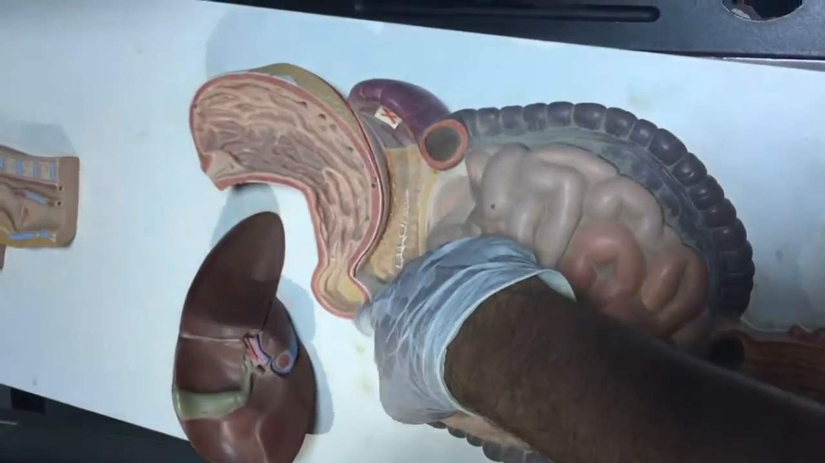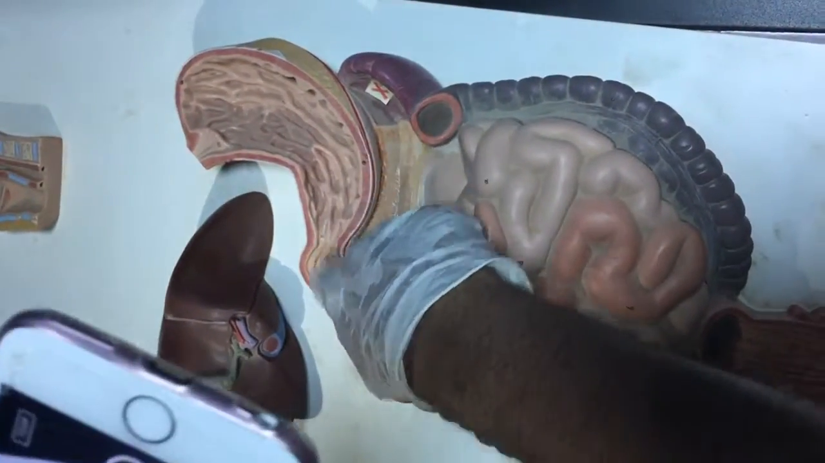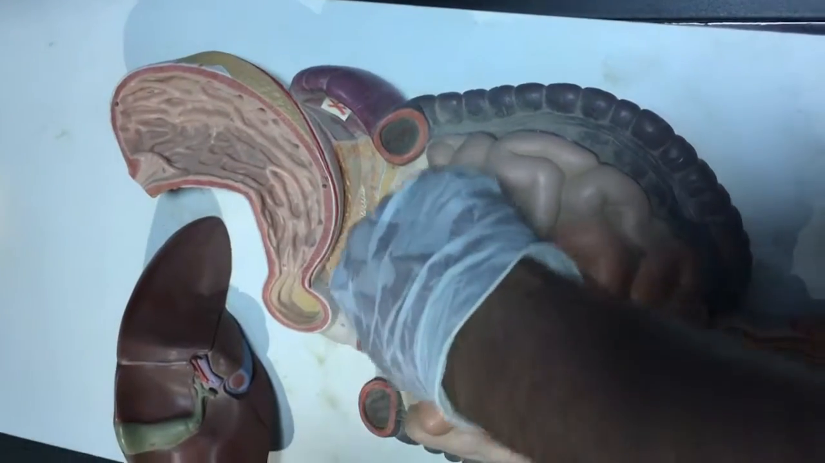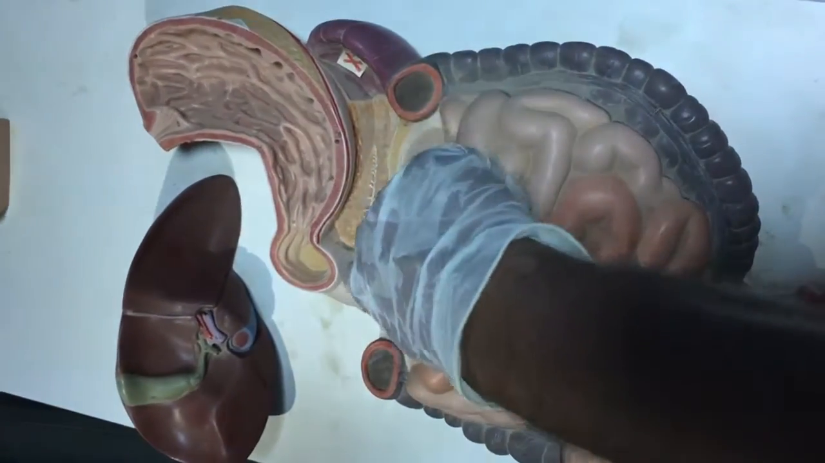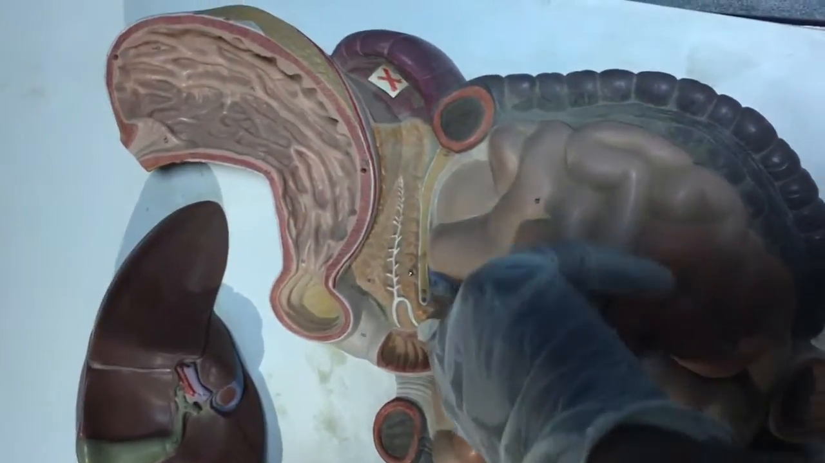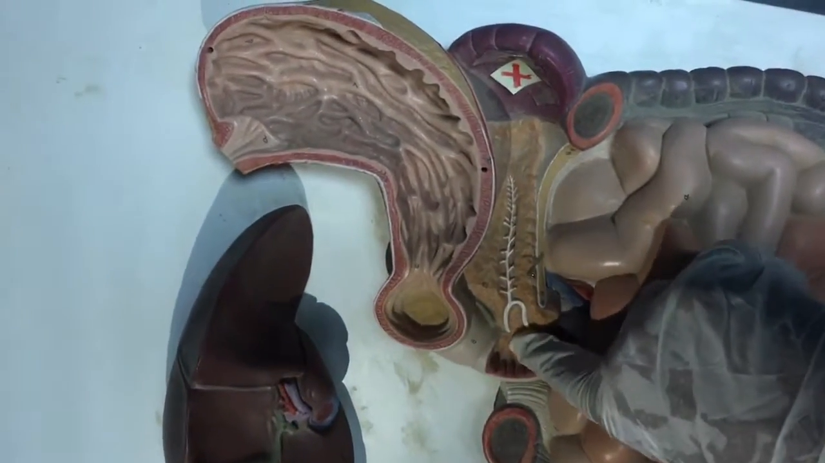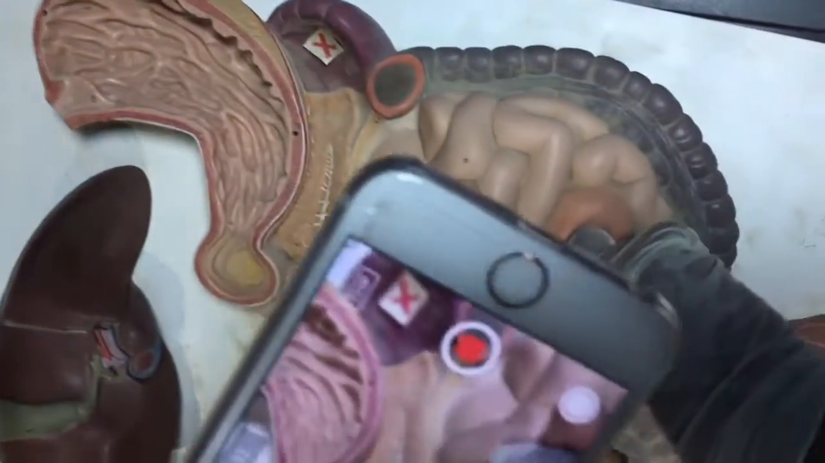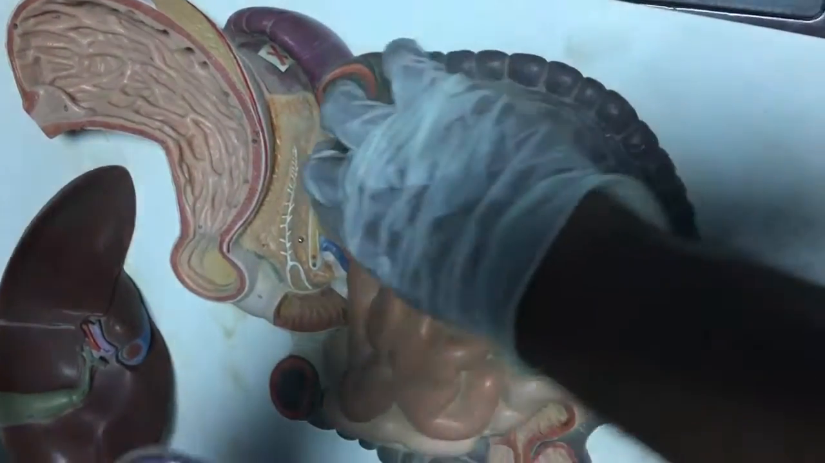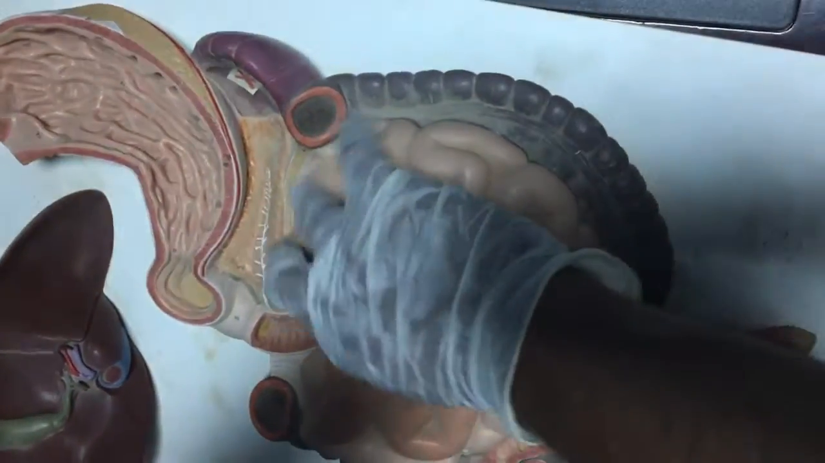Here you can see the duodenum. This is the stomach. This is the duodenum: first part, second part, third part. This is the pancreas. This is the pancreatic duct, and here will be the major duodenal papilla, and here will be the minor duodenal papilla. And the mesentery will be coming from here.